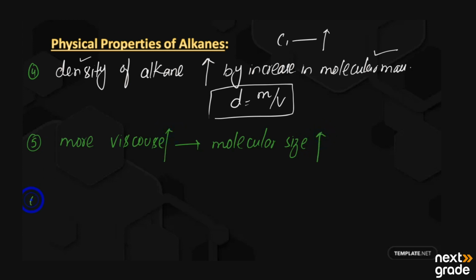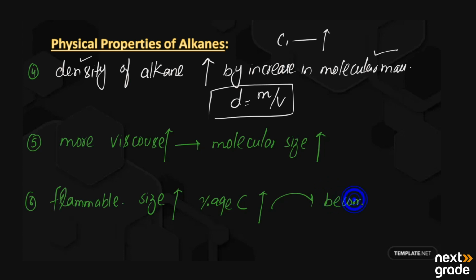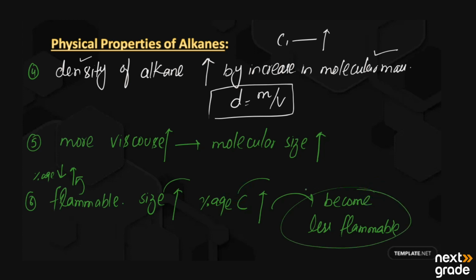At the end, we have the sixth property of the alkanes: they are highly flammable. As the size of the molecules increases, the percentage of carbon in them also increases. As a result, the alkanes become less flammable. If the percentage of carbon is low, they are highly flammable, but as the size increases, the percentage of carbon increases and they become less flammable.